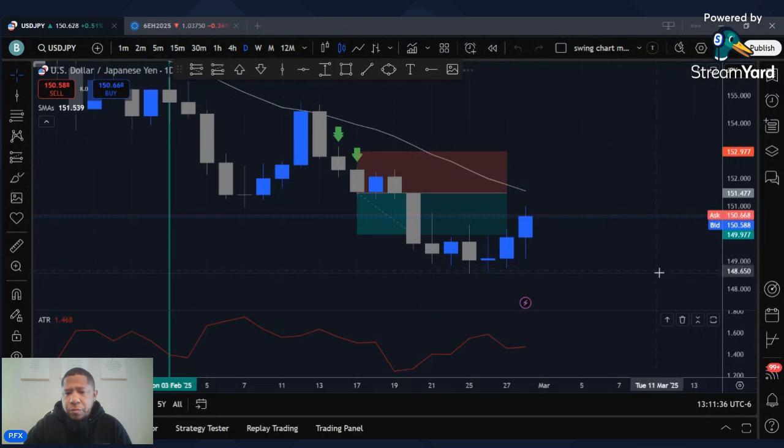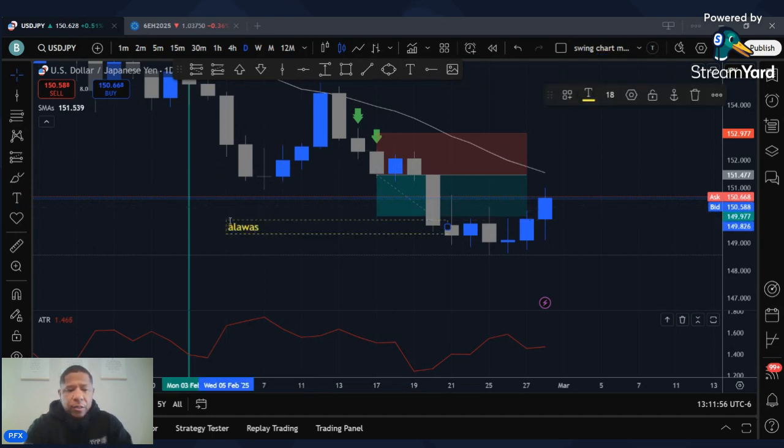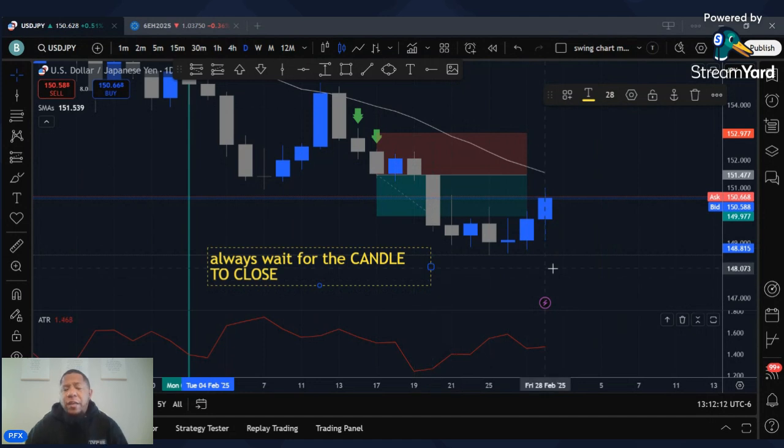All right, boom. You see that was the Monday in September, and you actually entered it Monday night at 5 o'clock. Always wait for the candle to close. Let me type that in here. Always wait for the candle to close. All right, let's see if we can make that big. Boom. So you can see, always wait for the candle to close.